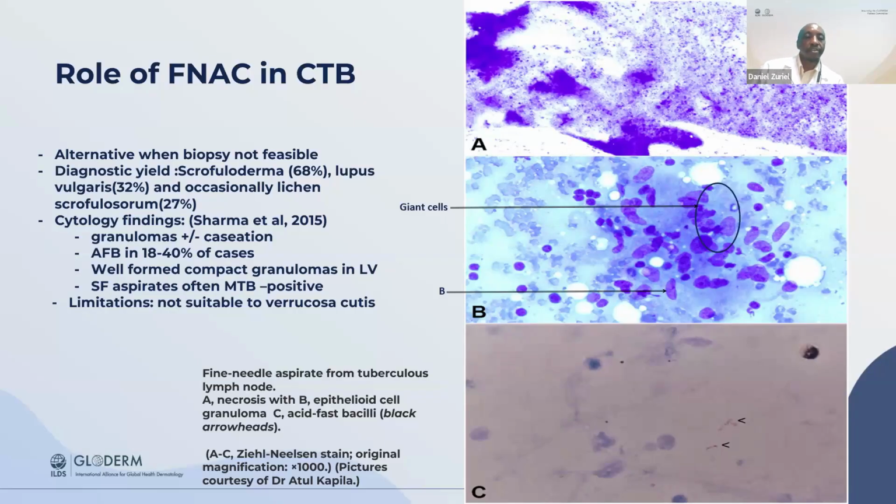You may get granulomas, plus or minus caseation. You may be able to get the special staining, which may be positive in 18 to 40%. And some cases may give us well-formed granulomas. Limitations: we notice that for very hard lesions you're not going to get liquid material, so you're not going to aspirate anything, like in verrucosa cutis.